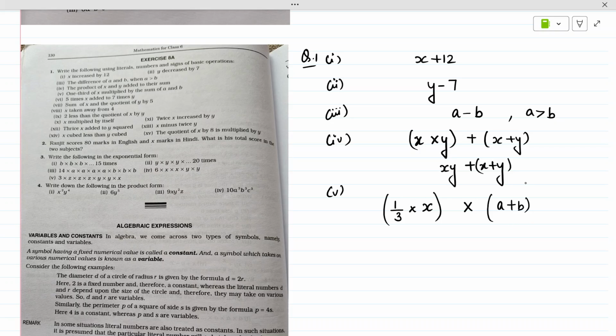And now let us try to solve this. 1 by 3 of x can be written as x by 3. And now what we are doing? We are multiplying this with a plus b. So this will become something like this. Also can be written by x by 3 of a plus b. Okay. So I hope you have understood what we have done. First of all, it is given as 1 by 3 of x. So this is 1 by 3 into x into a plus b. So this will become x by 3 of a plus b, x by 3 into a plus b. This is how we have to do it. Okay.